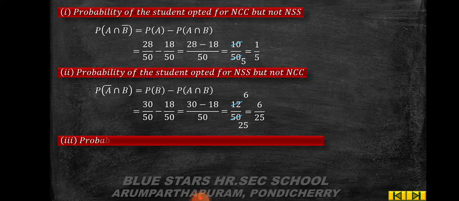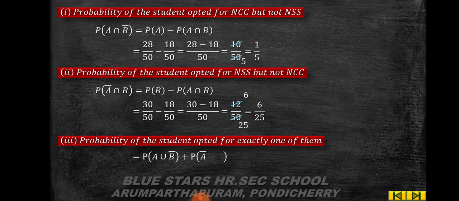Next, third subdivision, probability of the student who opted for exactly one of them. Which is equal to P(A ∩ B bar) plus P(A bar ∩ B), is equal to 1 by 5 plus 6 by 25, is equal to (5 plus 6) by 25, is equal to 11 by 25.